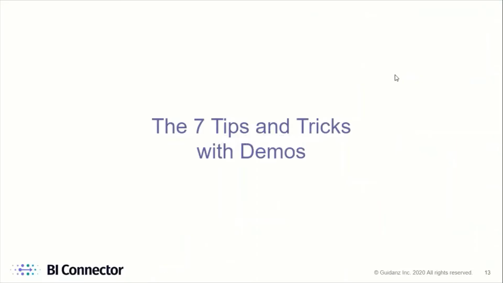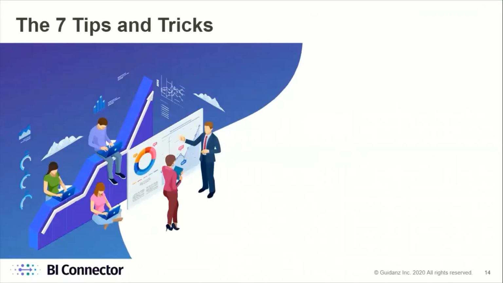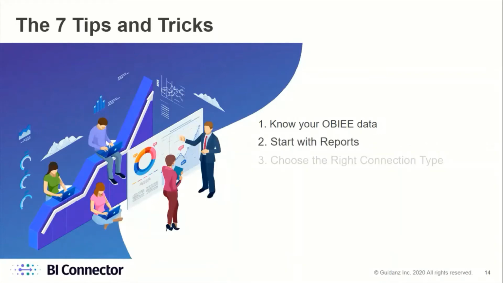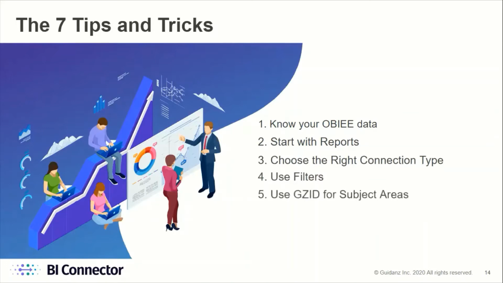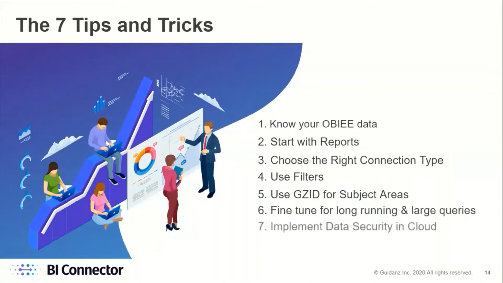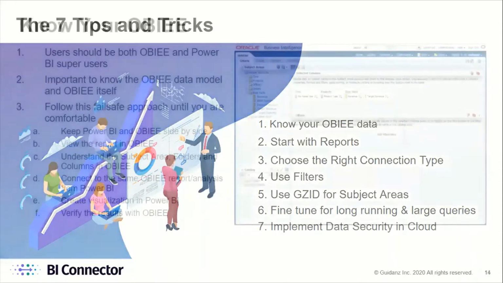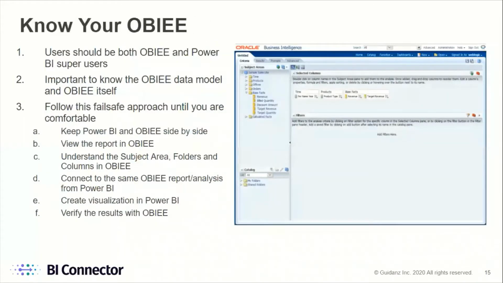Let's see the 7 tips and tricks with demos. Let's first see them as a list. First, know your OBIE data. Second, start with reports instead of subject areas. Third, choose the right connection type. Fourth, use filters. Fifth, use GZID for subject areas. Sixth, fine-tune for long-running and large queries. Seventh, implement data security in the cloud. Now let's take the first tip, know your OBIE data.